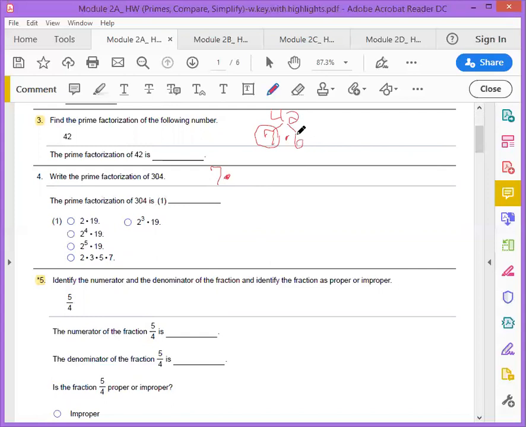Now 6 is not prime because I can divide more than just 6 and 1 into 6. I can also divide 2 into 6, and 2 times 3 gives us 6. So those will be two factors of 6. Now we'll stop because 2 is prime and 3 is prime, and we're done with the factorization. So the prime factorization of 42 would be the 7, the 2, and the 3. So you would simply write 7 times 2 times 3.